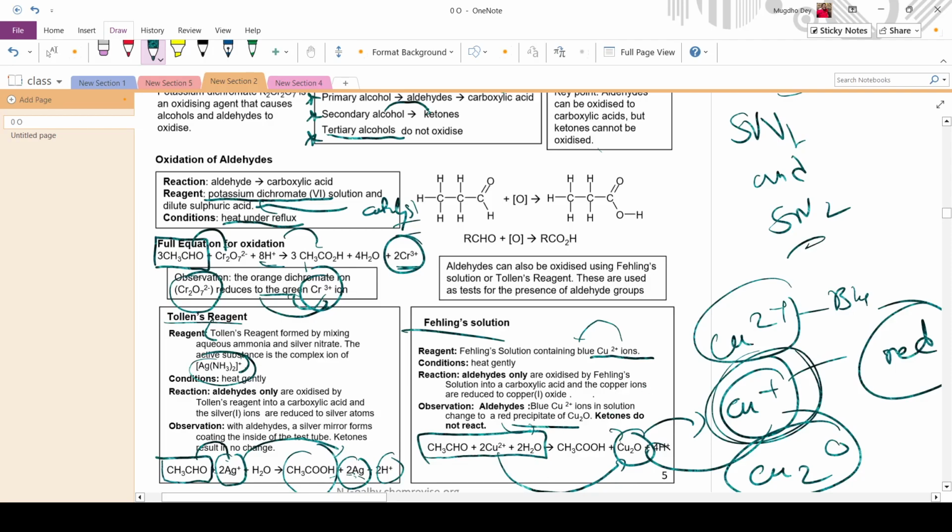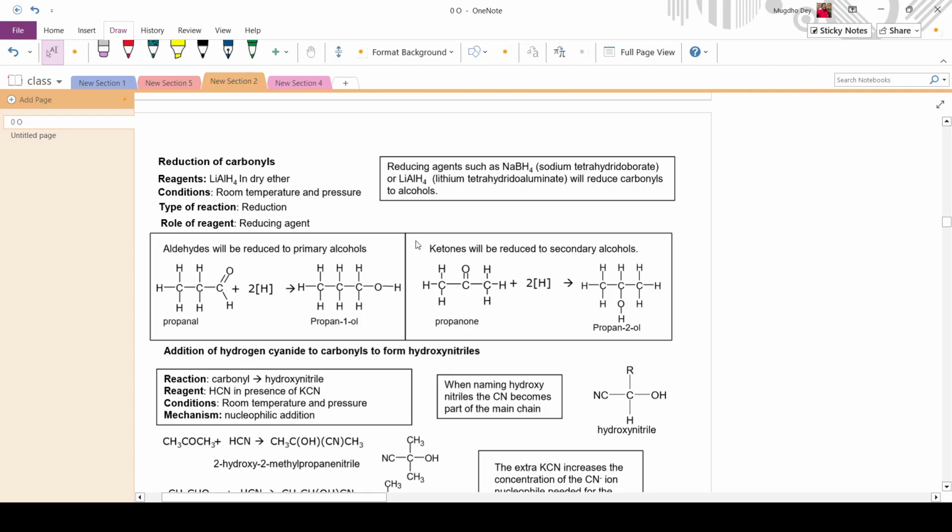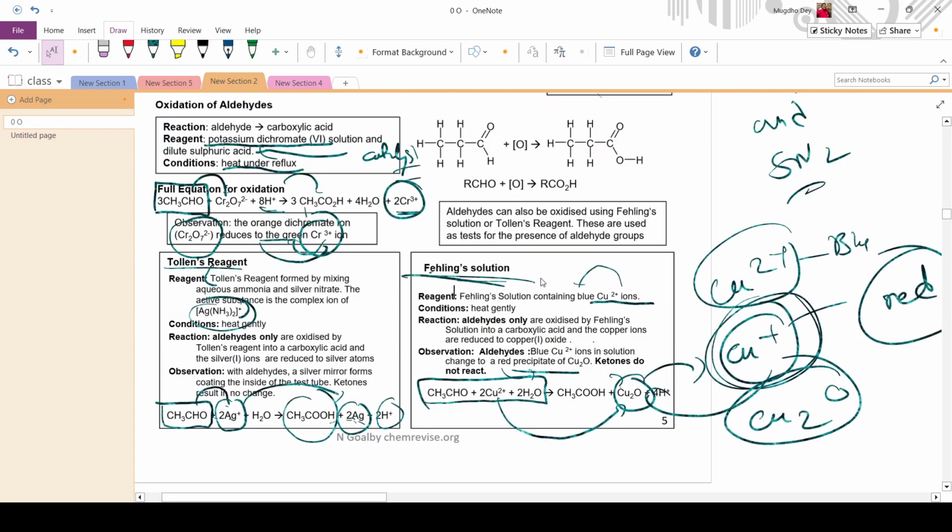And ketones obviously do not react. So that is what Fehling solution does. The difference is pretty simple. Even though both of them produce the same carboxylic acid, the difference is the color change. Am I clear? Nothing else. So did you understand? Hello. Okay, so make sure to read up to this part.